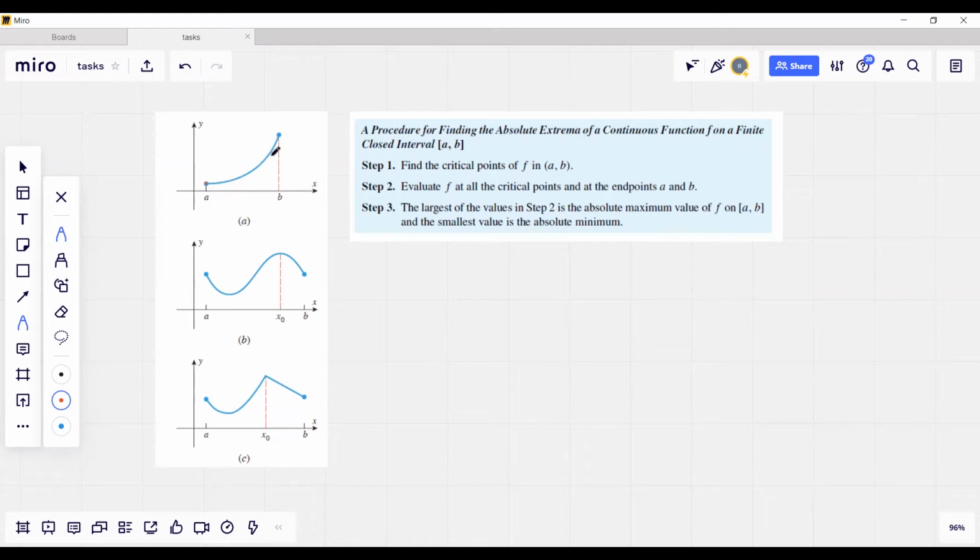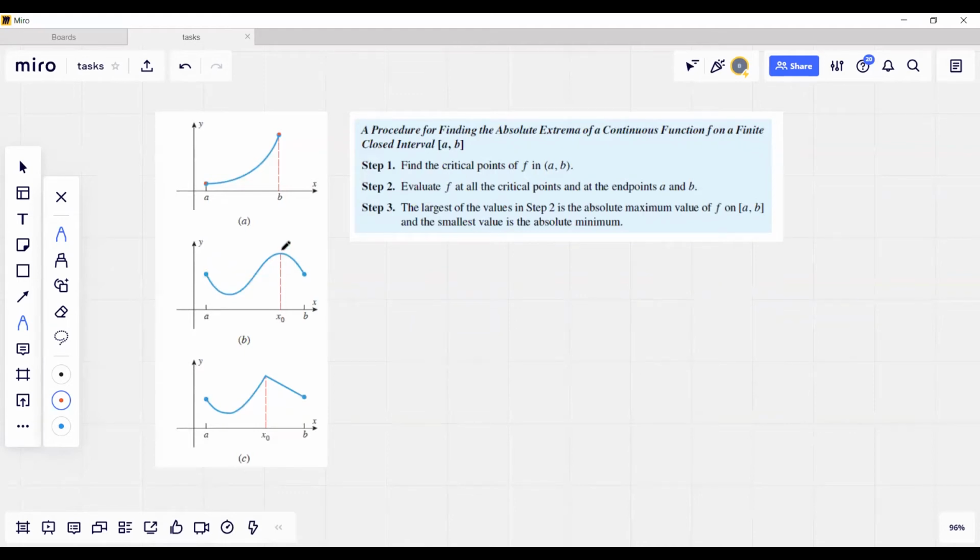So absolute extrema points are happening at endpoints, and at point A we have absolute minimum, at point B we have absolute maximum. At this function here, we see that it is continuous, so it must have its absolute extrema inside of that closed interval from A to B.